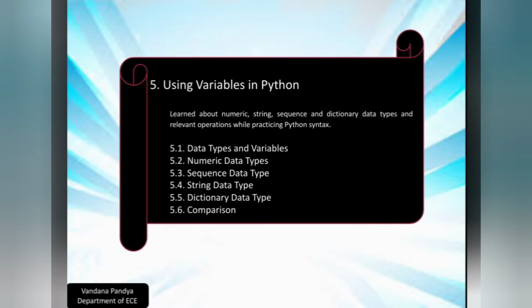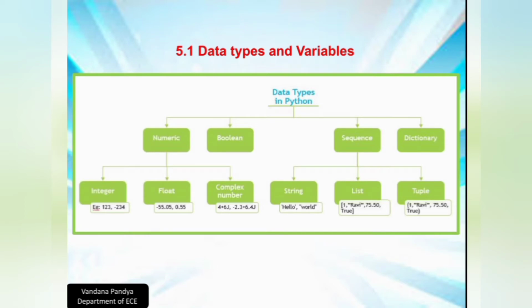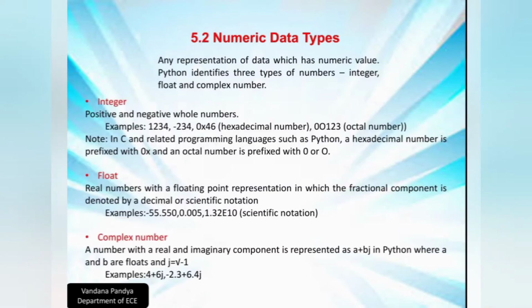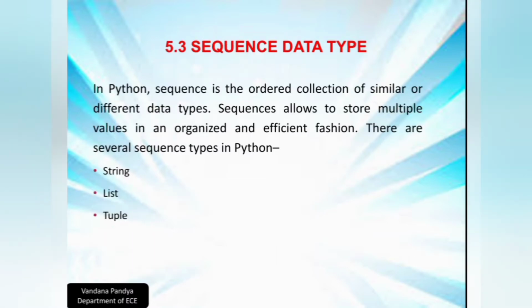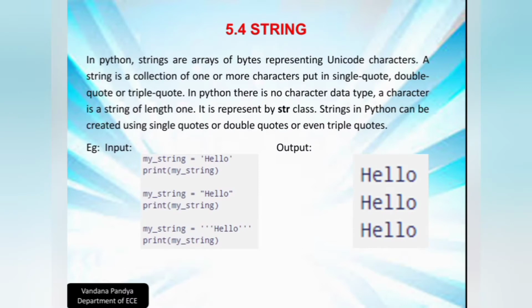Topic: using variables in Python. This data flow graph shows the classification of data types and variables. Numeric data type can be integer, float or complex number. Sequence data types are further divided as string, list and tuple. String is a collection of one or more characters. In Python, strings are arrays of bytes representing Unicode characters. For denoting them, they are represented as the str class.